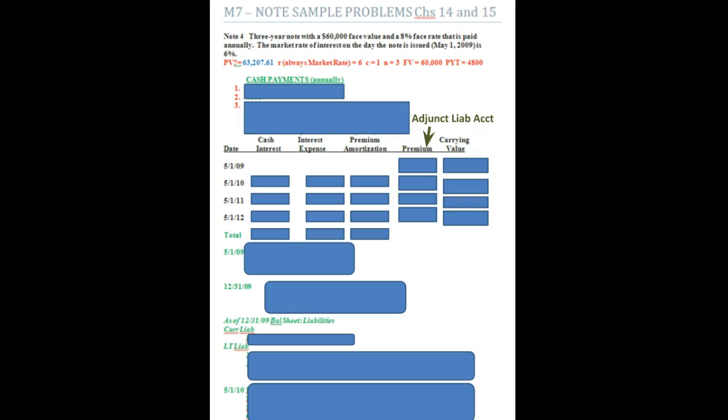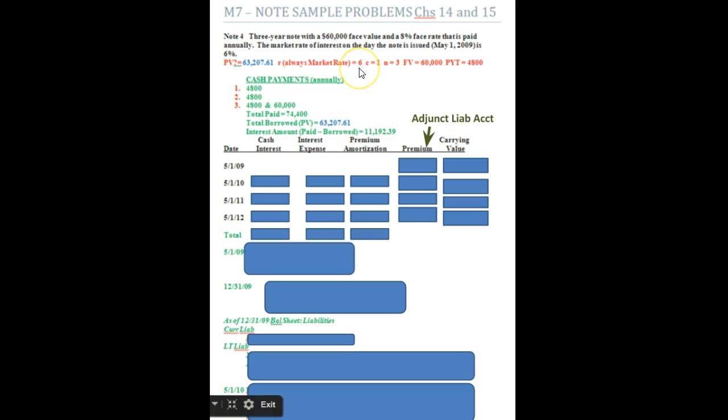We're still using the face rates to calculate the payment. So we're still taking that 60,000 times 8% times 1, because it's annual, and you get your 4,800 payment. Now, what changes here is we're getting more money up front because it is a premium. So when you go to the calculator, you're going to put in the rate at 6. So you're using the market rate.